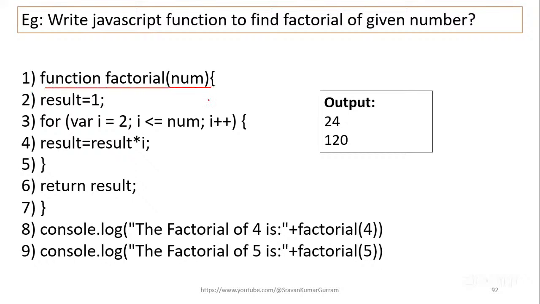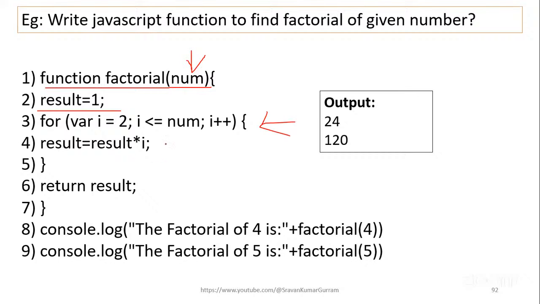See, this is the function. Here I have an argument. Within the body, result equals 1. By default, we are storing 1 in the variable result. See, the for loop. We have used a for loop within the function. i equals 2, starting from 2, and i less than or equal to n, i plus plus. Result equals result times i.